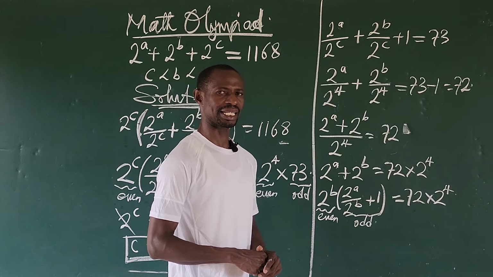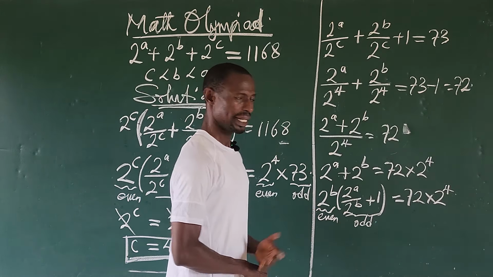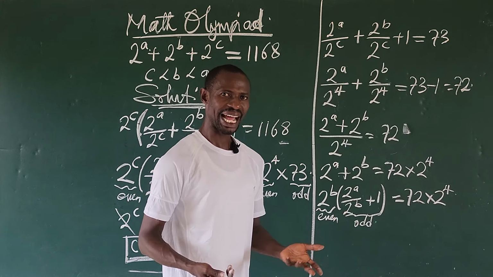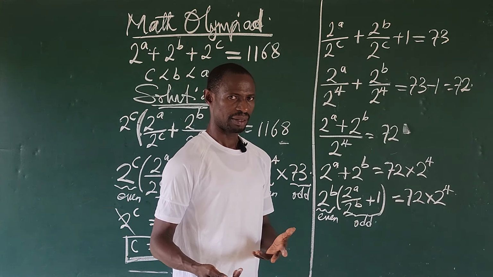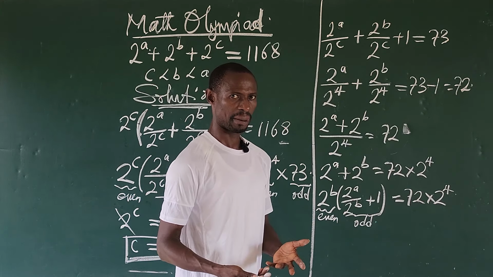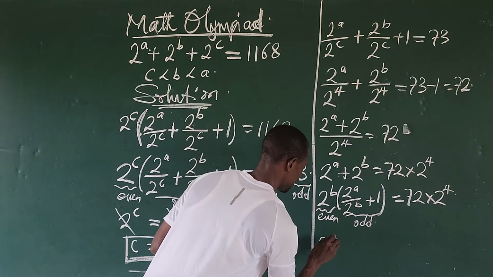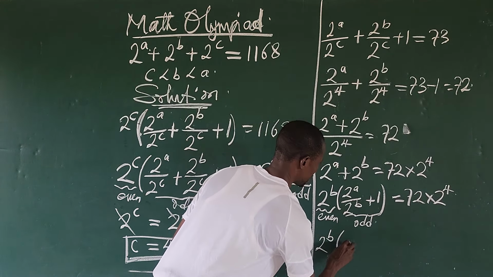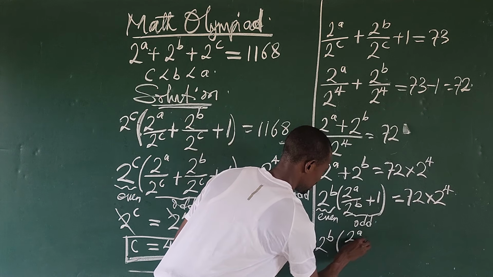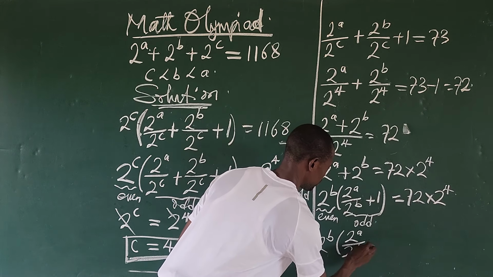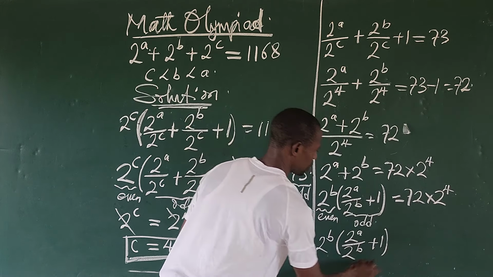72 can be expressed as 9 times 8. And so 9 is an odd number. Meanwhile, 8 is an even number, right? So let's go ahead and rewrite this side of the equation. So we're going to have here 2 to the power of B, the bracket, 2 to the power of A, all over 2 to the power of B, plus 1, close bracket.